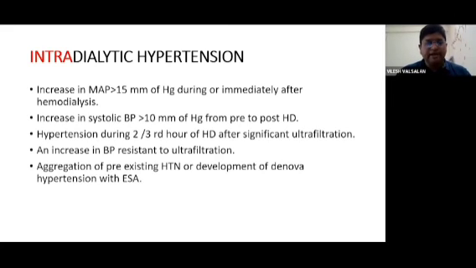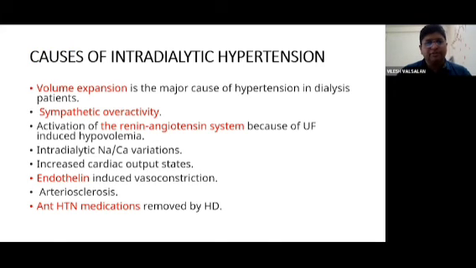So with this sort of background of a rise in blood pressure during dialysis, we come to the causes of the same. As you see, the most important cause of intradialytic hypertension, in about 60 to 70% of cases, is volume expansion. Because of lack of proper fluid intake control, patients come with fluid overload. The dialysis sessions are to be done 3 or 4 times a week, but patients are irregular in their dialysis sessions.